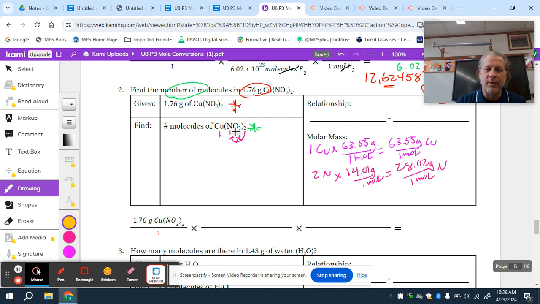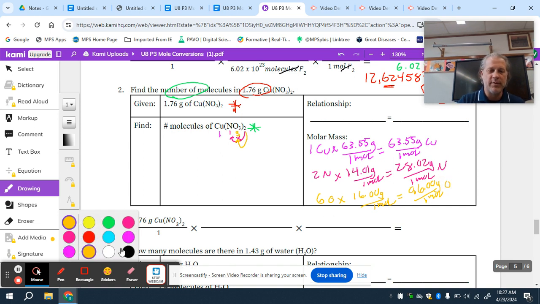I have a 3 behind the oxygen here and a 2 outside. So I'm going to multiply the 3 times the 2, which is going to give me my 6 oxygens, times the mass of oxygen, which is 16.00, and that's grams in 1 mole. So I'm going to multiply that out. So I'm going to take 6 times 16, which is 96 grams in 1 mole of oxygen.